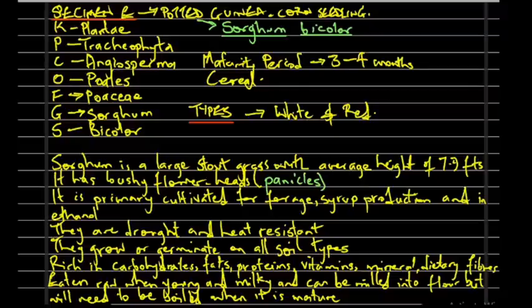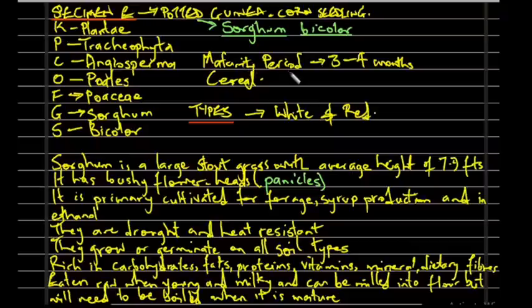So the next specimen we have before us now is the specimen E, which is a potted Guinea corn seedling, and we have its classification here. We can see the scientific name to be Sorghum bicolor. Classification here, we have it to be Plantae, Tracheophyta. The class is Angiosperma, the order is Poales, the family is Poaceae, the genus is Sorghum, and the species is bicolor. So we have different types as well. We have the white as well as the red.